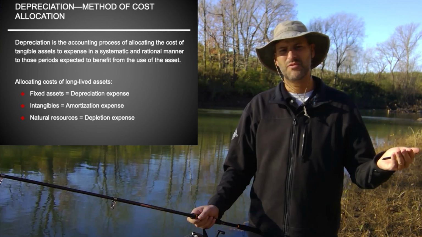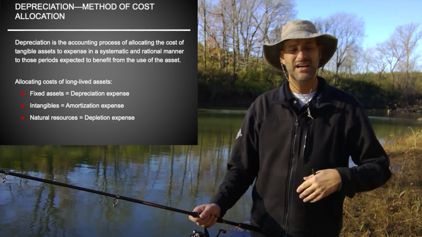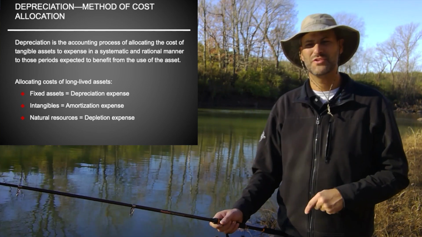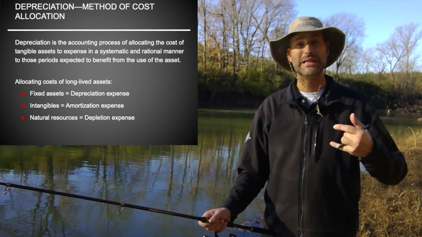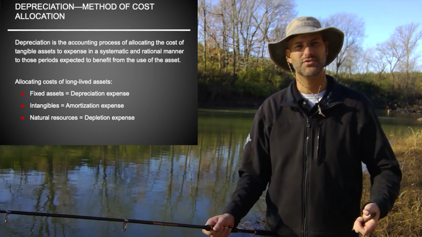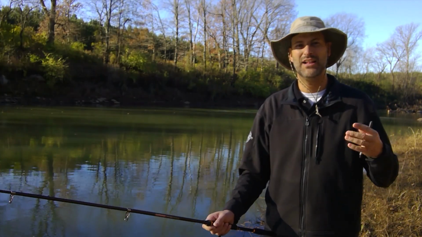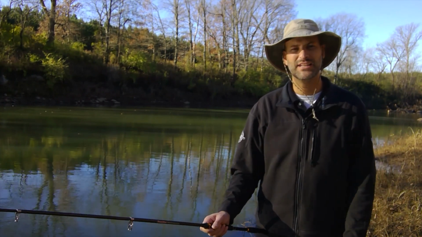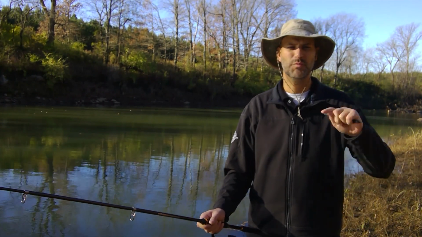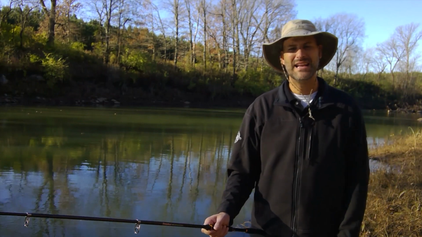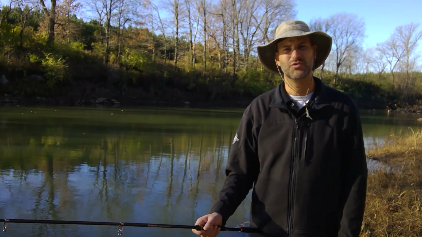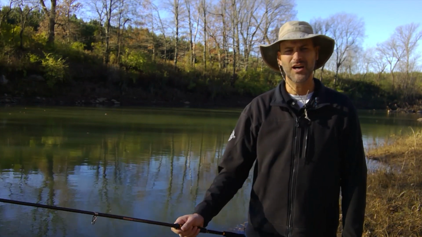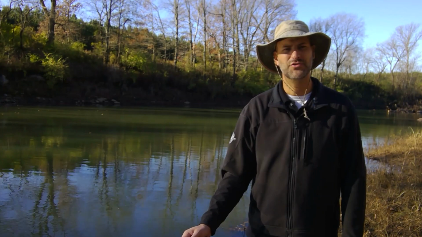So this is allocating costs of long-lived assets. Fixed assets would go into depreciation expense. Intangibles we actually amortize, so they're an amortization expense. And natural resources like, say, gold and oil actually get depleted because you're actually using those up, so they are depletion. So those are kind of how we allocate long-lived assets. Most of what we'll be talking about, at least first thing this morning, is going to be fixed assets. Intangibles will be covered at a later point in time, and natural resources we'll talk about probably towards the end of this overall module, in probably the next 1 or 2 videos.